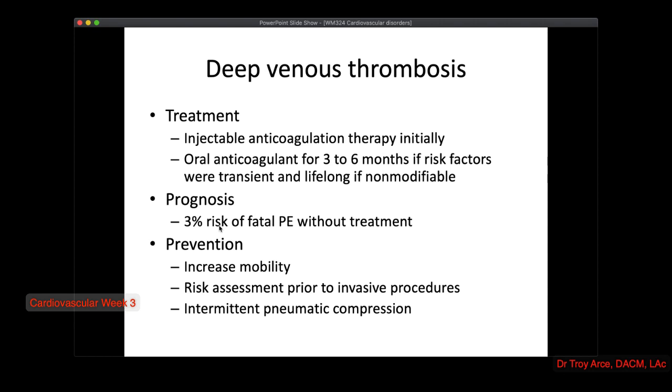How do they treat it? They inject anticoagulation therapy initially, then oral anticoagulant for 3 to 6 months if risk factors were transient, and lifelong if unmodifiable. Prognosis is 3% risk of fatal pulmonary embolism without treatment. And the prevention is definitely increased mobility, risk assessment prior to invasive procedures, and intermittent pneumatic compression. So, good to know.